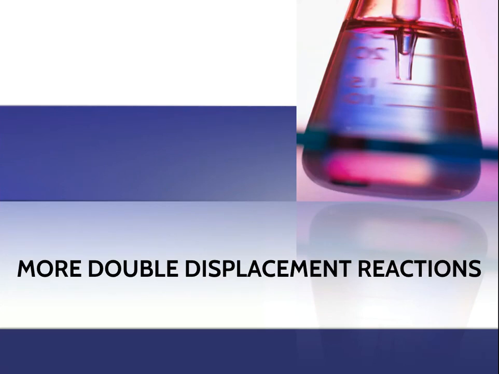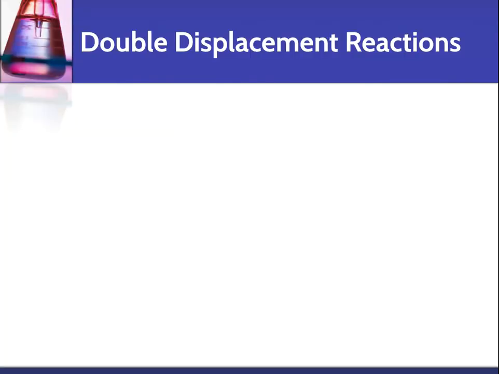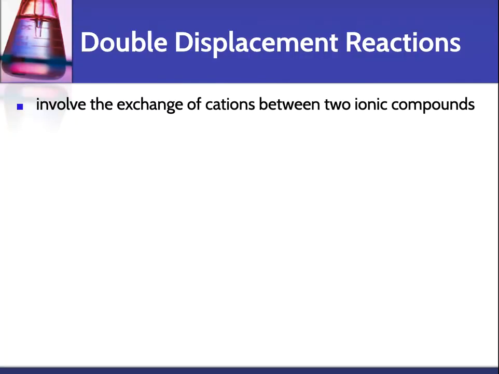In this lesson, we're going to look at some more examples of double displacement reactions. As a review, remember that double displacement reactions involve the exchange of cations between two ionic compounds. This is represented generally as AX plus BY, creating BX plus AY. So A and B have switched their partners.